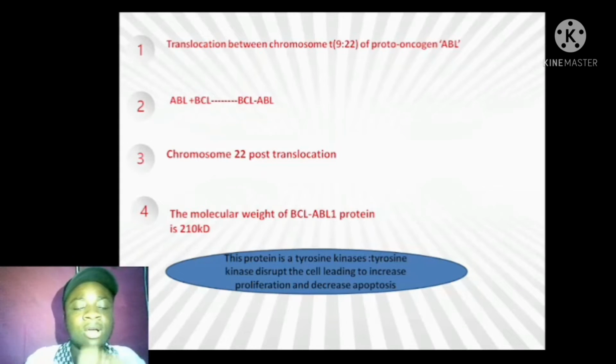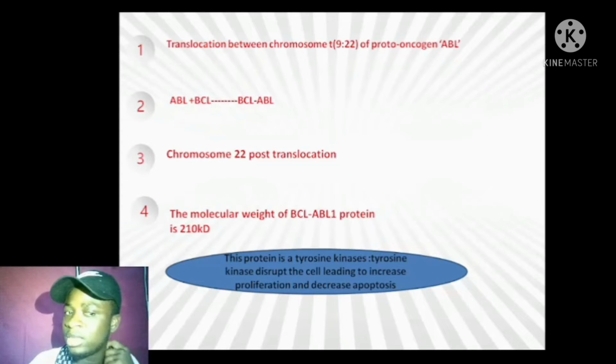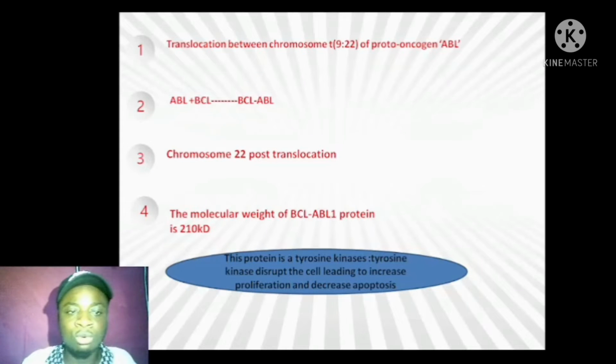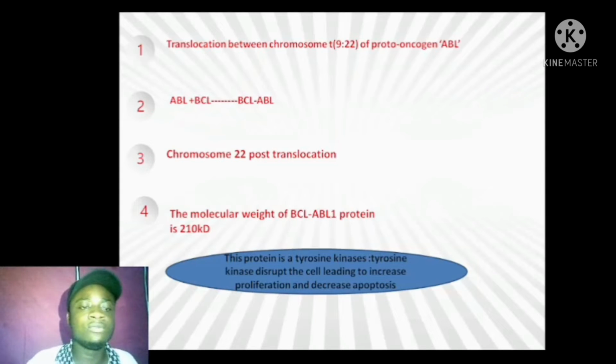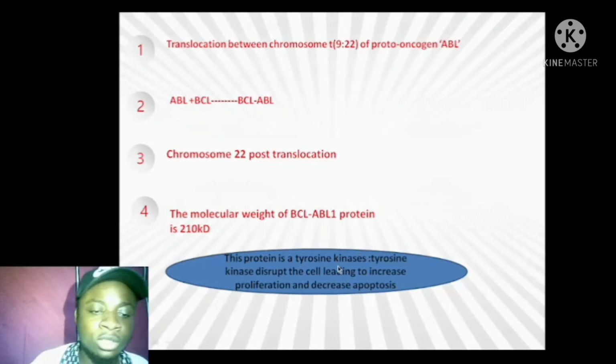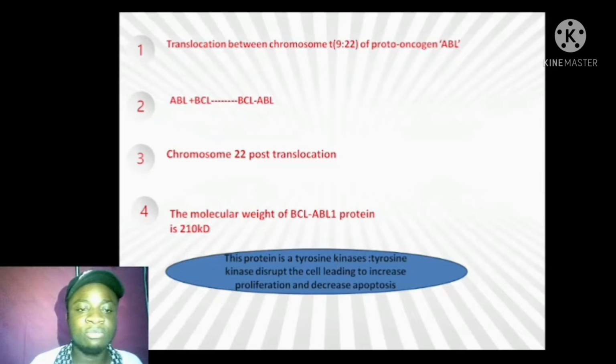The mechanism it takes to occur is what I've explained: there's translocation between chromosome 9 and chromosome 22, which results in the fusion of the ABL and BCL gene. This fusion results in the formation of a protein called the BCL-ABL protein, which is a tyrosine kinase with a molecular weight of 210 kilodalton. What it does is that it suppresses apoptosis and promotes proliferation of malignant cells.